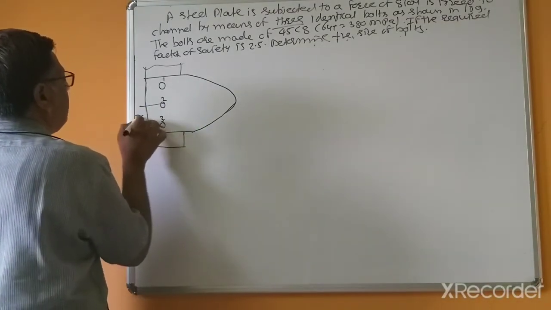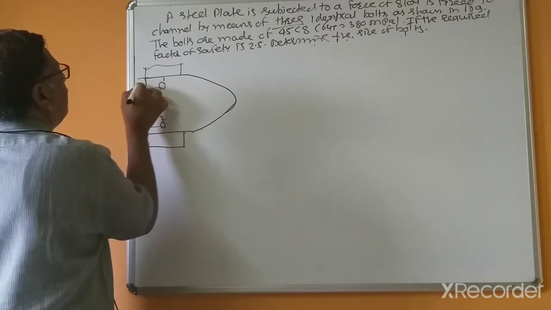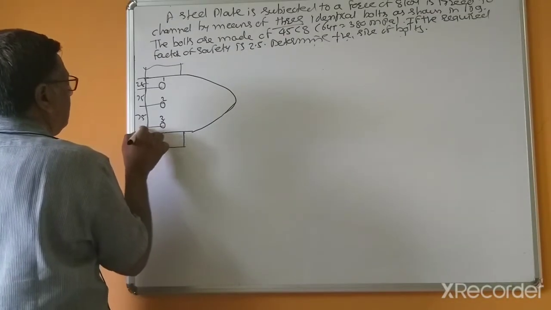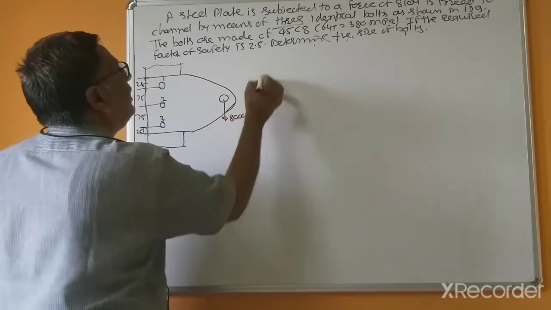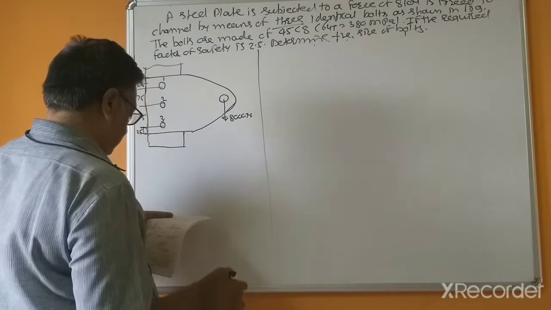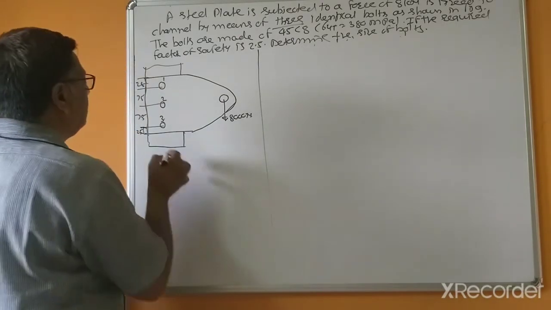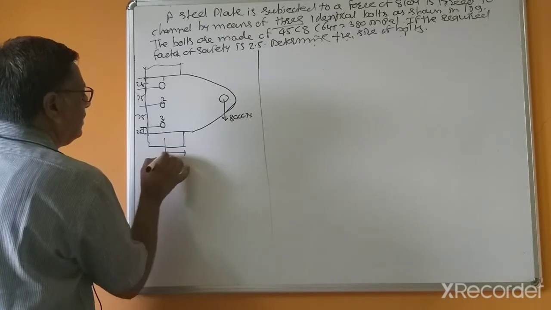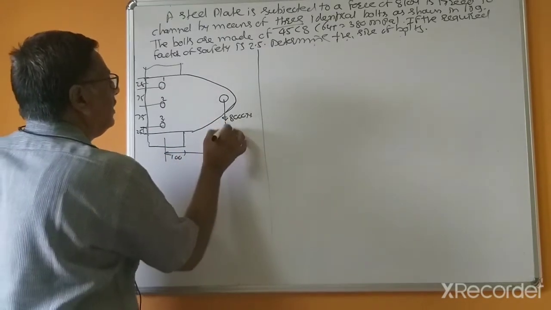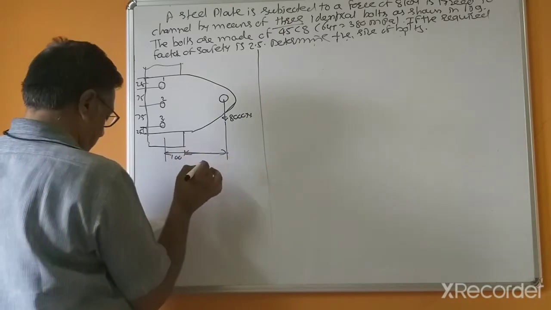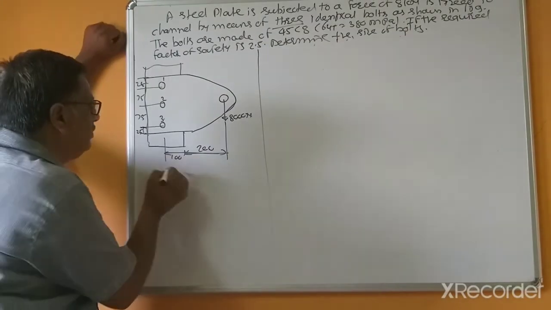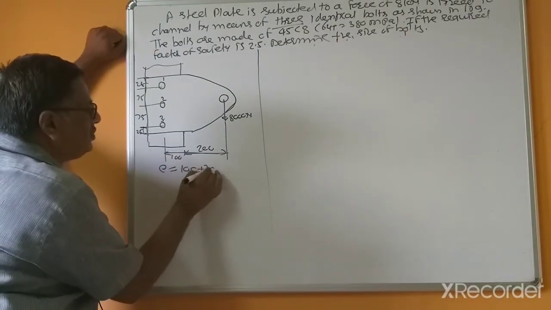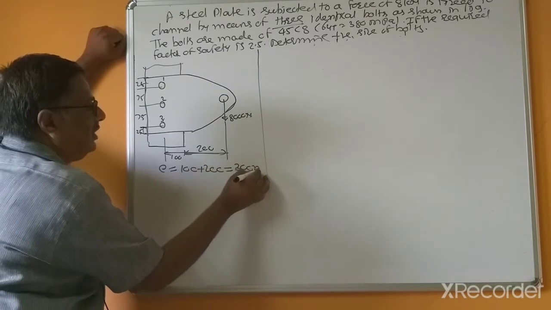This distance is 75, and from this it is 25, but no necessary of this distance. Force acting is 8000 Newton, and this distance is 100 and this distance is 200. So that's why eccentricity equals 100 plus 200, which is 300 mm.